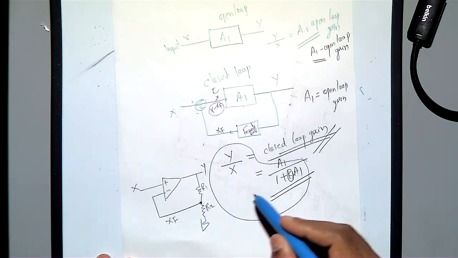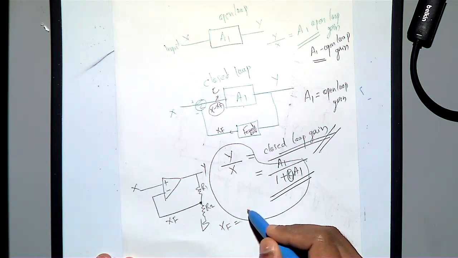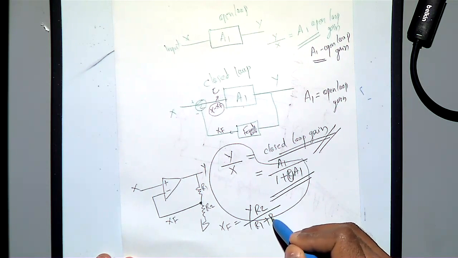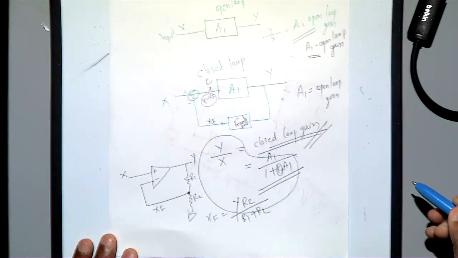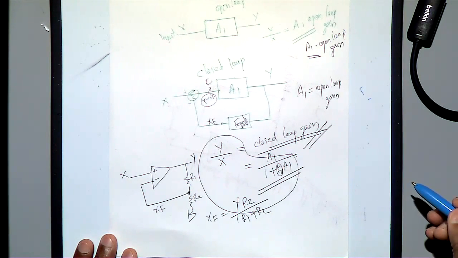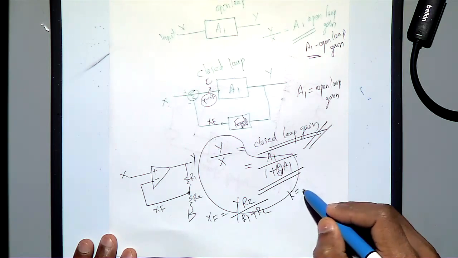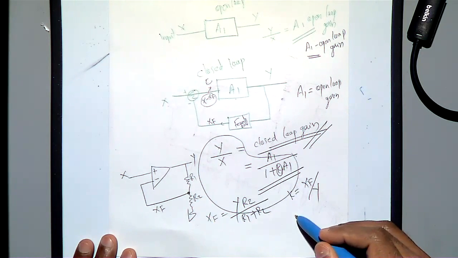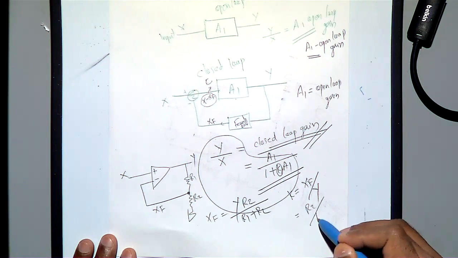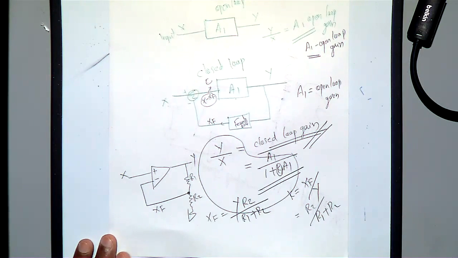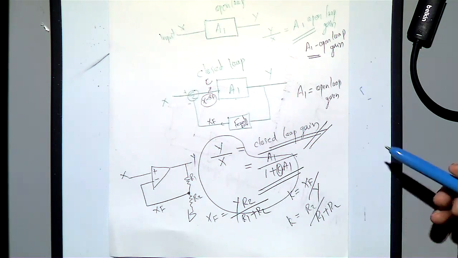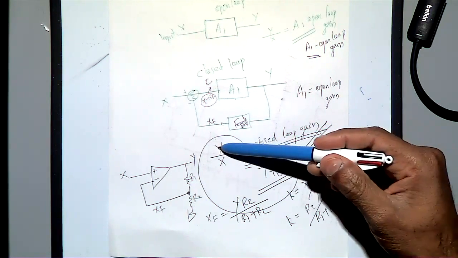So what is XF? XF is Y into R2 by R1 plus R2. So how will you find K? K equals XF by Y, because that is the feedback constant. So how much will you get? R2 by R1 plus R2. That is equal to K. So by varying R1 and R2, now you can get your required gain.